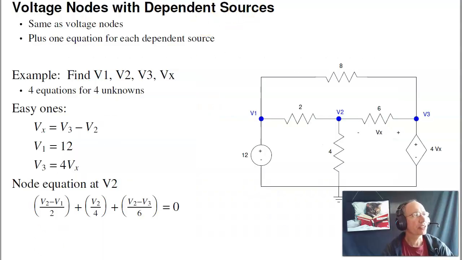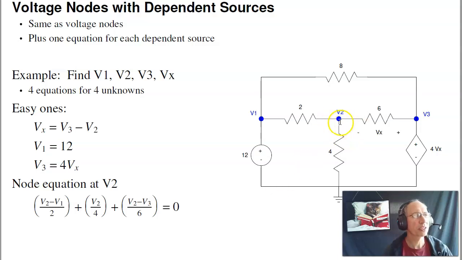Next, let's look at supernodes with dependent sources. If you have a dependent source, nothing really changes. I'll just have plus 1 equation. I've got 3 nodes, so I need 3 equations for 3 unknowns, plus 1. I've got this 4th unknown, Vx. So I need to write 4 equations for 4 unknowns. In that case, one equation is just Vx is V3 minus V2. V3 is 4Vx. And V1 equals 12.